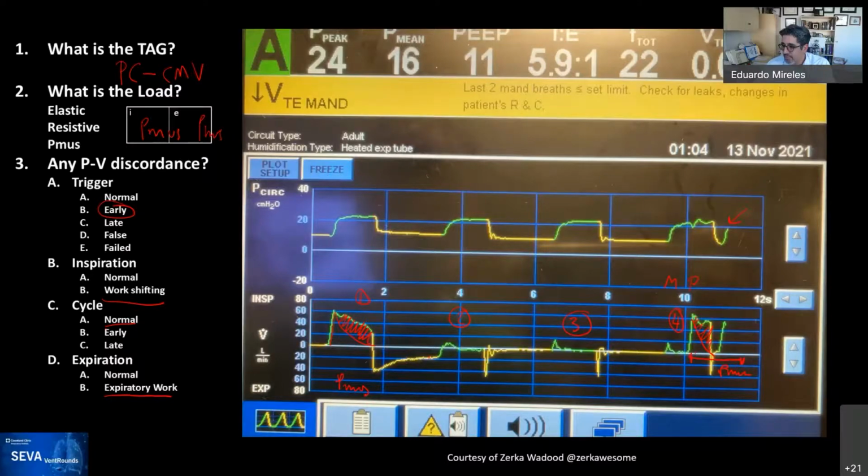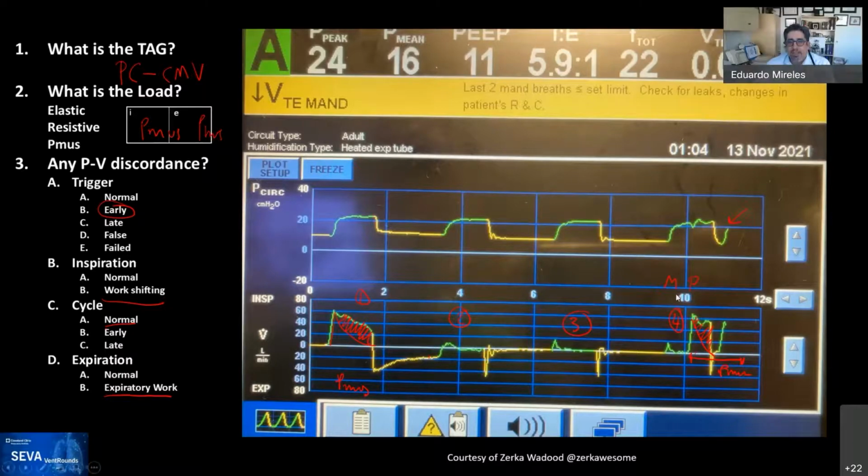Just curious, why does the vent read the I/E ratio really off as it is? Is it basing it on flow? Because if you base it off the pressure waveform, it's obviously not 5.9 to 1. That's a great question.